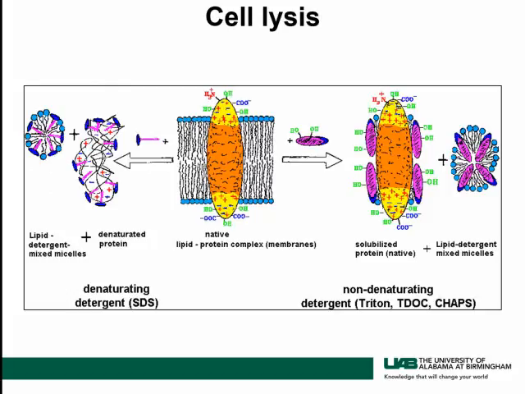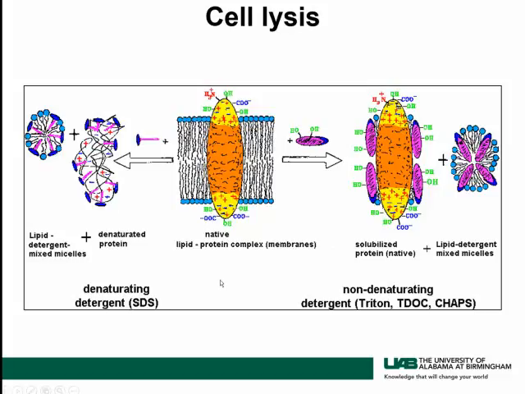Let's look at cell lysis. When you lyse the cell, you have membrane and you have transmembrane proteins. And then you have proteins that are in the organelles or in the cytosol. Now, the detergent that you choose can generate either intact, non-denatured proteins, or denatured proteins.